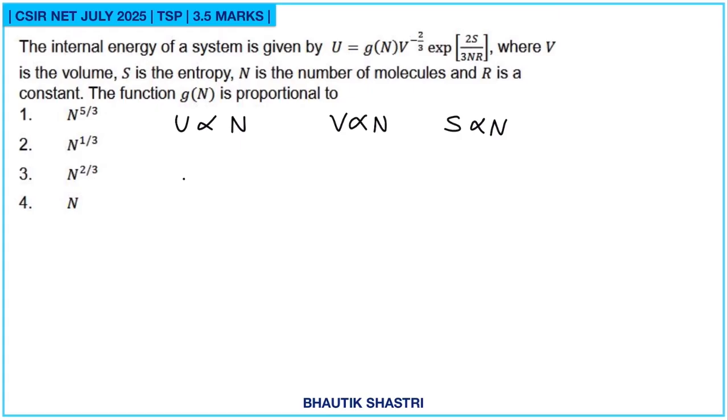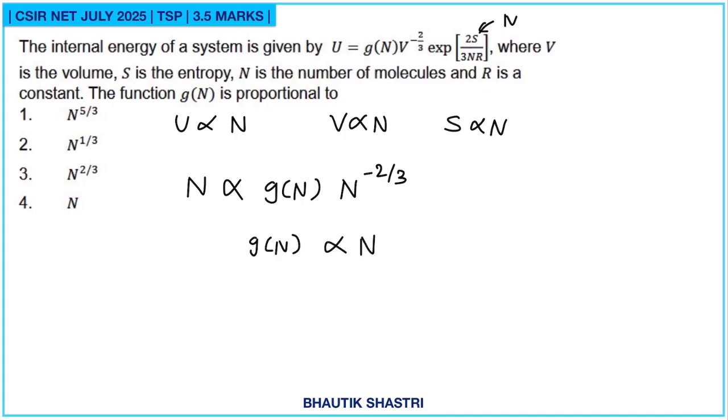So here I can write U is proportional to n, proportional to g of n. V is proportional to n, so n raised to minus 2 by 3. Some constants will be there, but we will not consider that. And then we have the exponential part. Anyway, the exponential part will be dimensionless. So you can see here S is proportional to n, and upon n, so it is the constant part only. So from here, we can see that g of n is proportional to n raised to 2 by 3 plus 1, which is 5 by 3. So option 1 is correct.